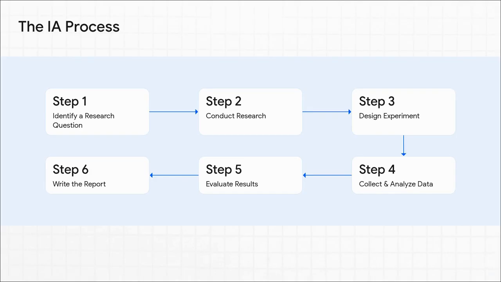2, you do your background research to see what's already known. 3, you design your experiment. Think variables, controls, procedures, the whole shebang. 4, you hit the lab. You collect your data and then you crunch the numbers. 5, you evaluate your results. What do they actually mean? What went wrong? And finally, step 6, you put it all together into a killer scientific report. See? Each step just flows right into the next.